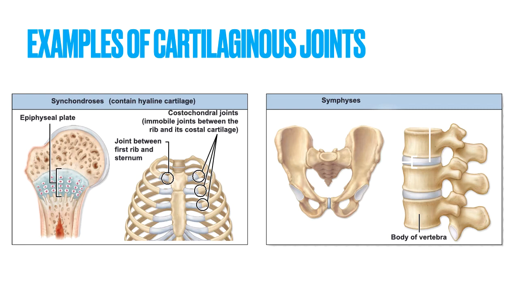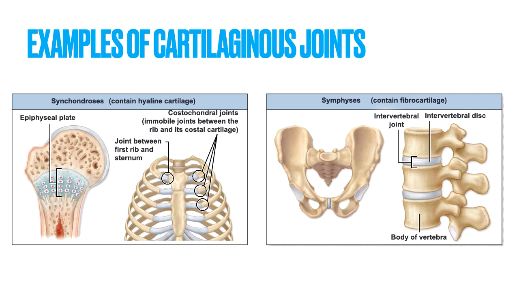You also have another type of cartilaginous joint called a symphysis. These are joints that contain fibrocartilage. These joints are slightly movable. Symphyses are found at the joints between the vertebrae. An intervertebral disc is what lies between those two vertebrae, and it's composed of fibrocartilage.